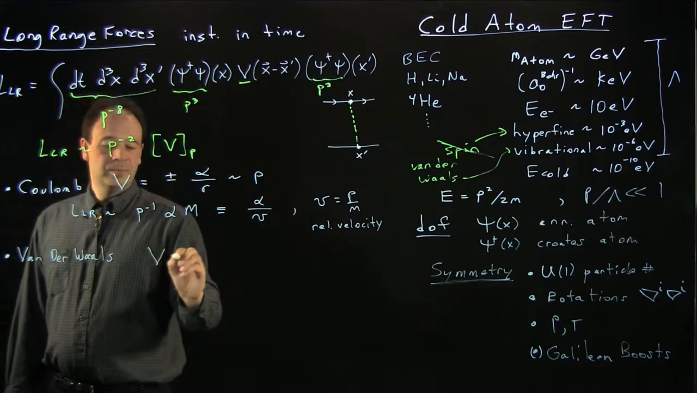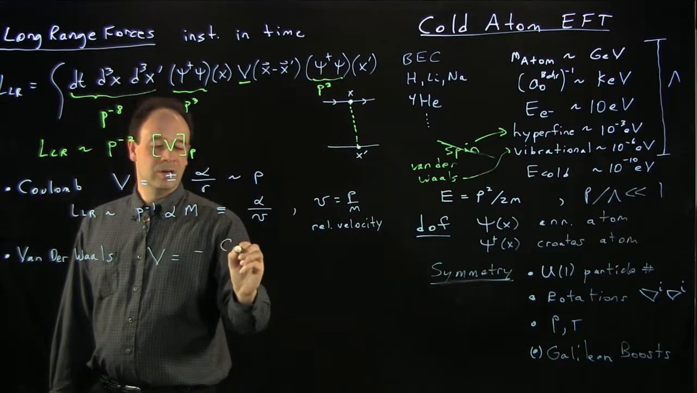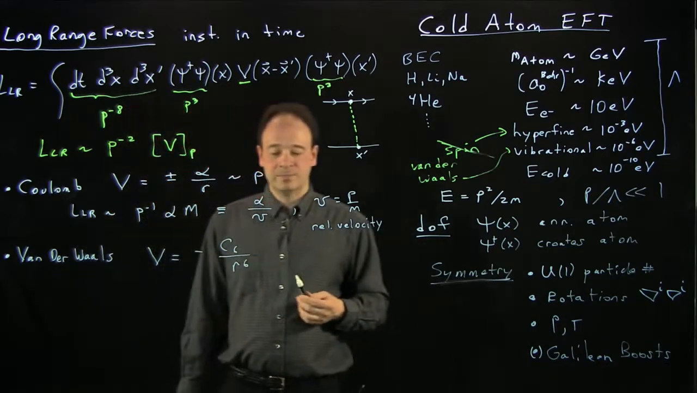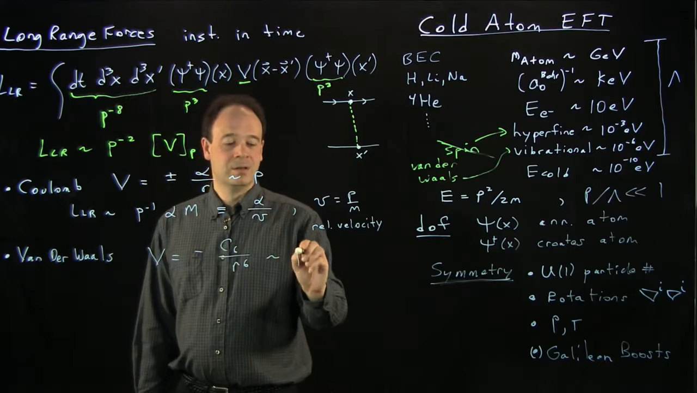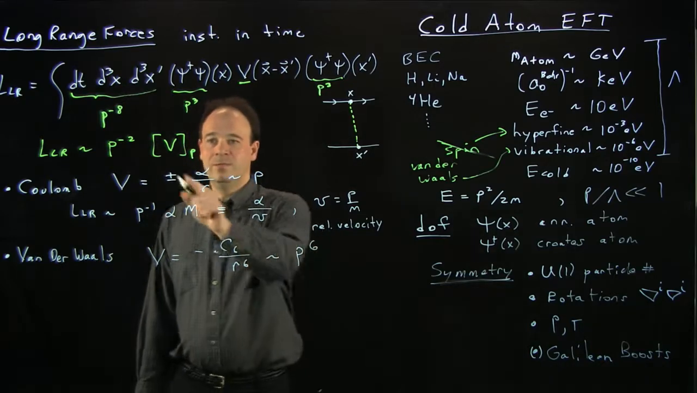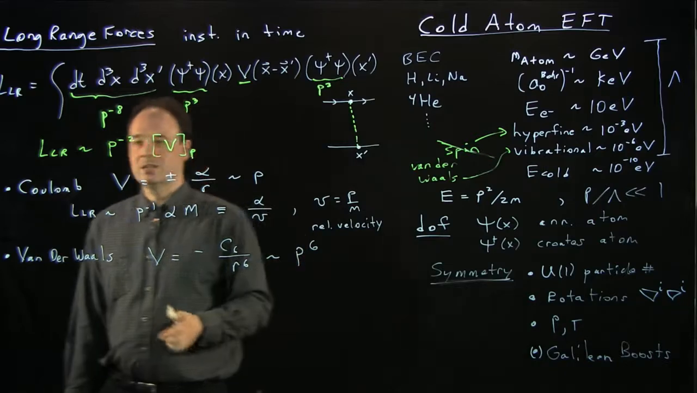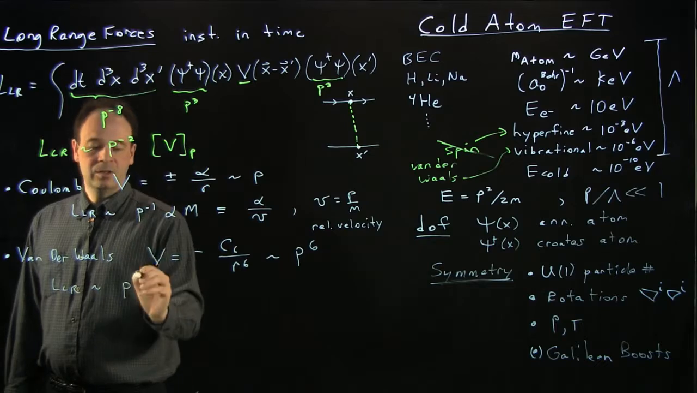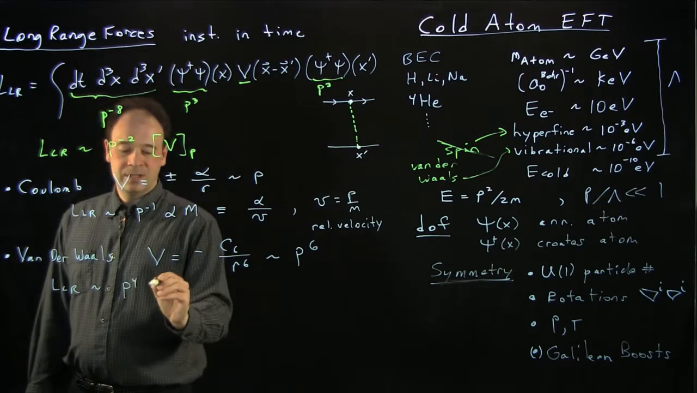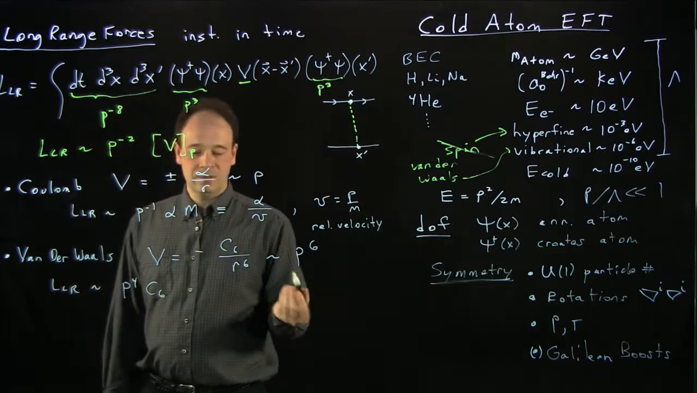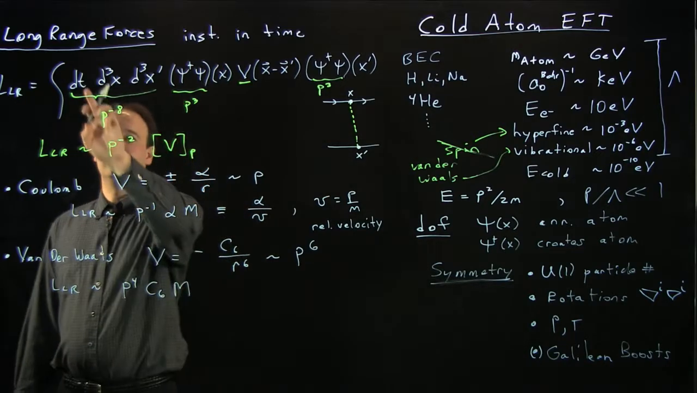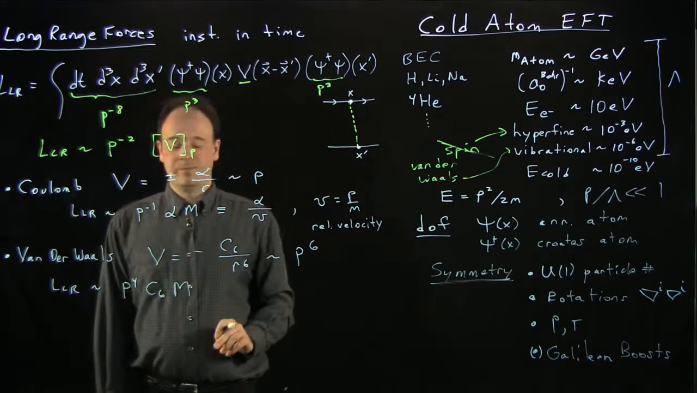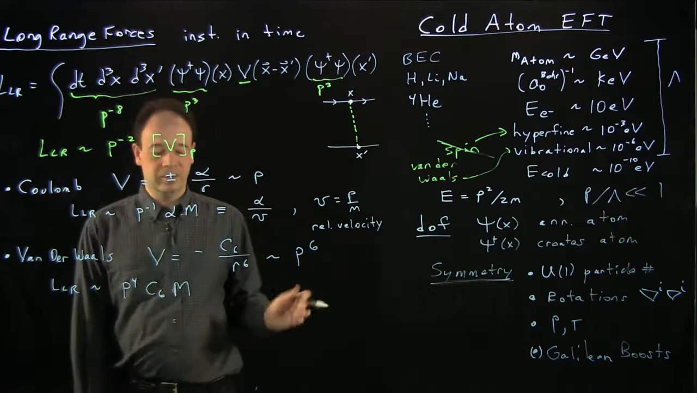The van der Waals force is a force that goes like 1 over r to the 6. So let's have some coefficient c6 divided by r to the 6 for our van der Waals force. So this scales like p to the 6. OK, so the p dimensions of the V here are 6. So the L long range, subtracting 2, gives a p to the 4th. And then we have a c6. And then we also have an m, if we count the mass dimension that comes out of the t, getting that mass dimension right. OK, so this is the scaling for that long-range force.